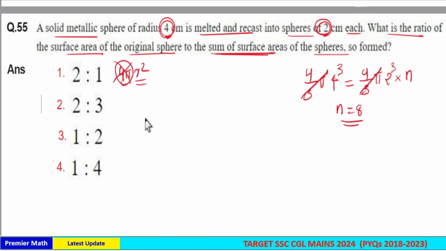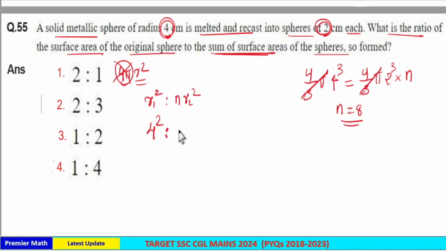Now ratio of surface area of larger sphere to sum of surface area of smaller spheres will depend on r square. R1 square is to n r2 square. That is, here r1 square is equal to 4 square and n is equal to 8 and r2 square is equal to 2 square. Sum of surface area of smaller spheres means 8 into surface area of each of the smaller spheres. Here 4 pi will cancel in both the cases.